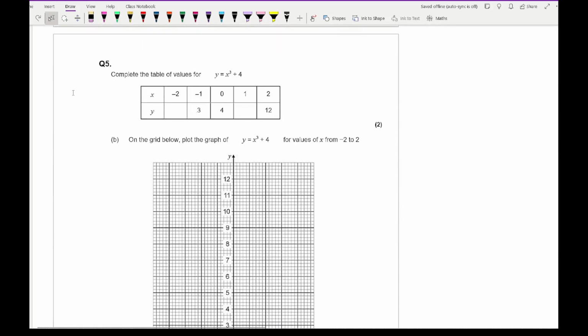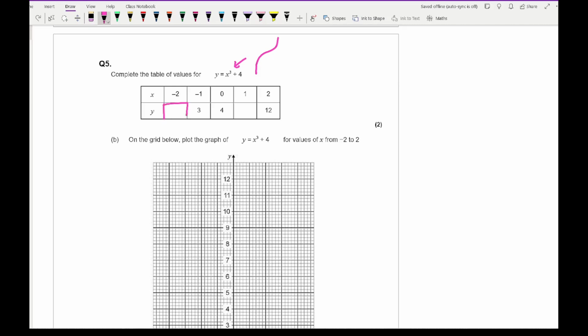Then looking at question 5, it says complete the table of values of y equals x cubed plus 4. Now x cubed plus 4 is going to be an S shape, so it's basically going to look like this, which is going to be slightly elevated. So substituting the numbers in, I don't know where this question has come in because it's not a quadratic curve, it's a cubic, but we'll follow the same sort of process.